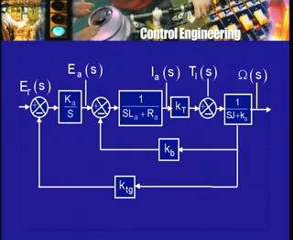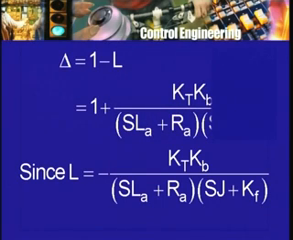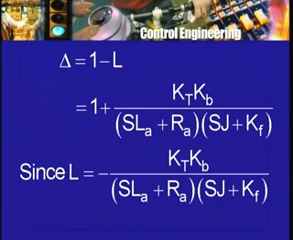Kb is the negative sign, therefore this has a minus sign. So L is minus of that. There is only one loop, so delta is simply 1 minus L, which is equal to 1 plus Kt Kb divided by (sLa plus Ra) into (sJ plus Kf).